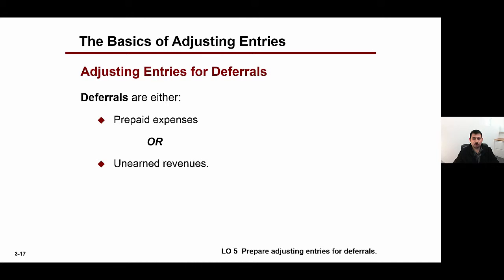So basically what you need to do in this case, you need to recognize the part that was used during this month. Or let's say unearned revenues. This is where you get cash in advance for services that you will provide in the future, but you will start earning it as you start providing services, and we'll talk about each one of them in detail.